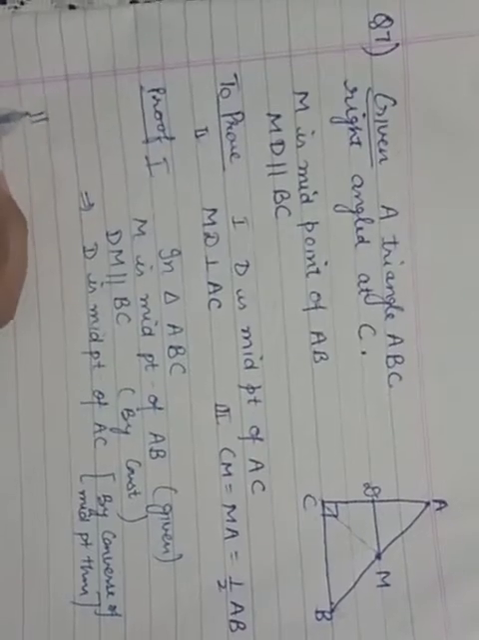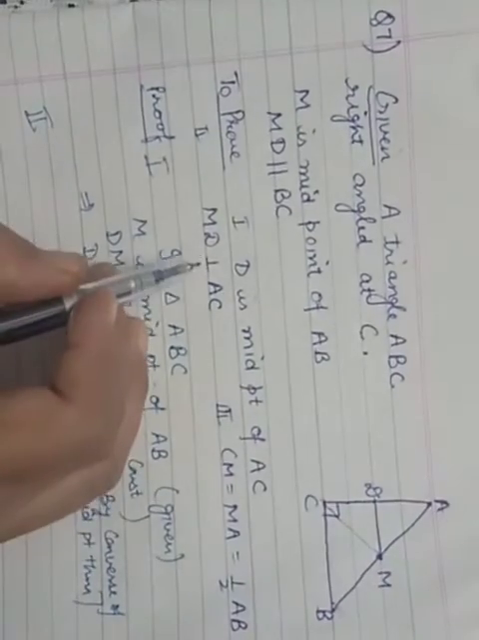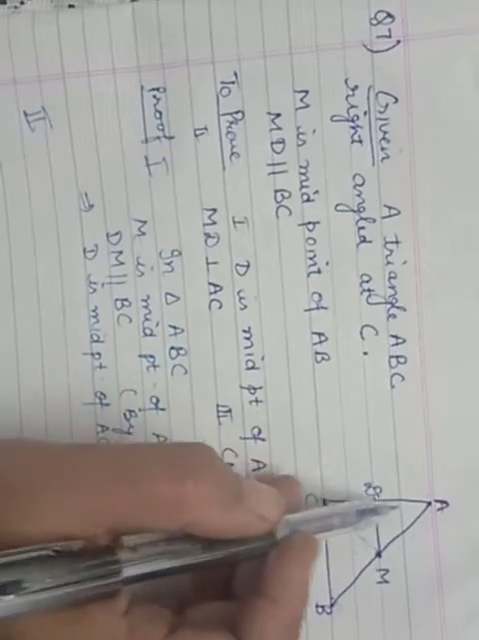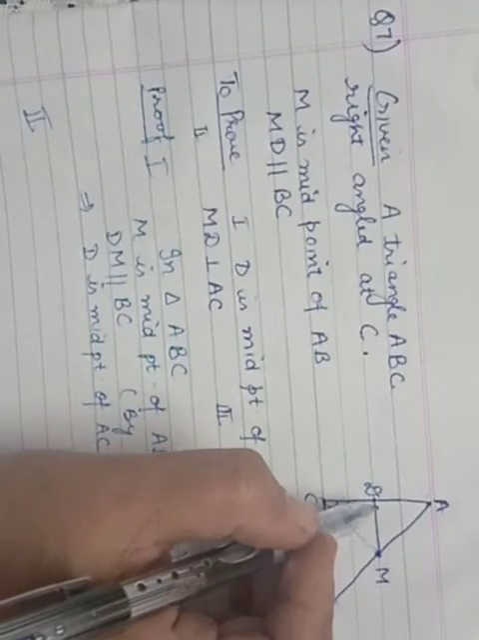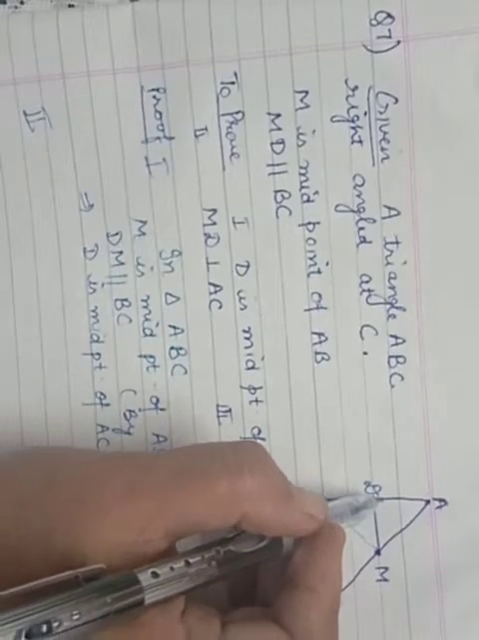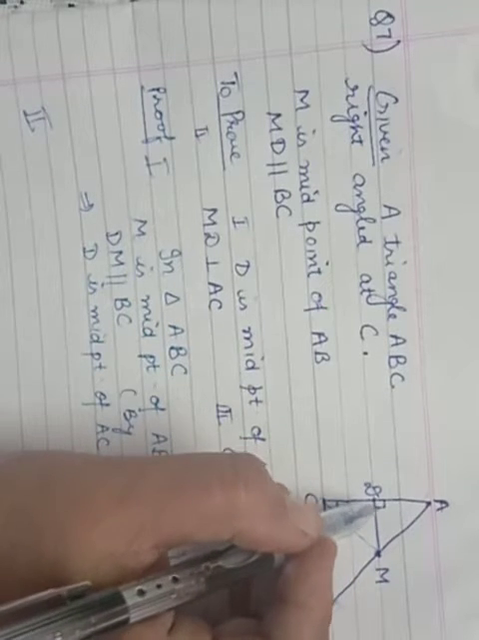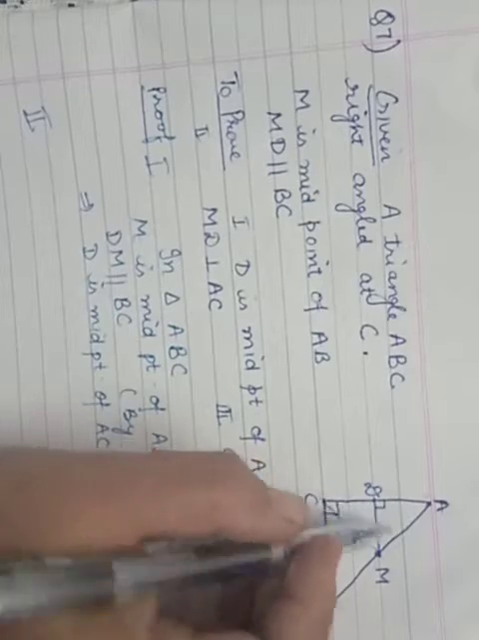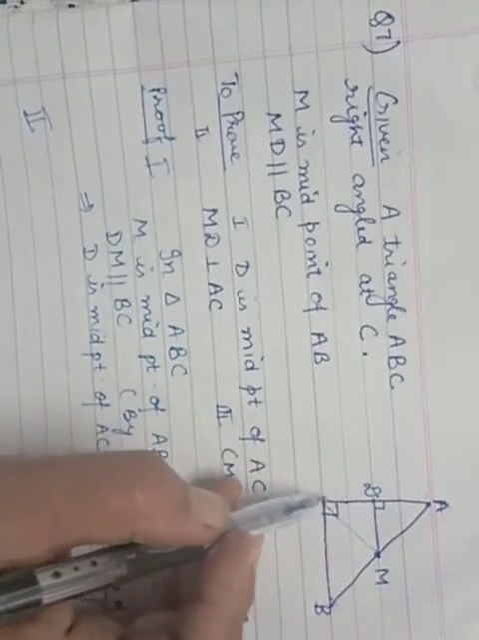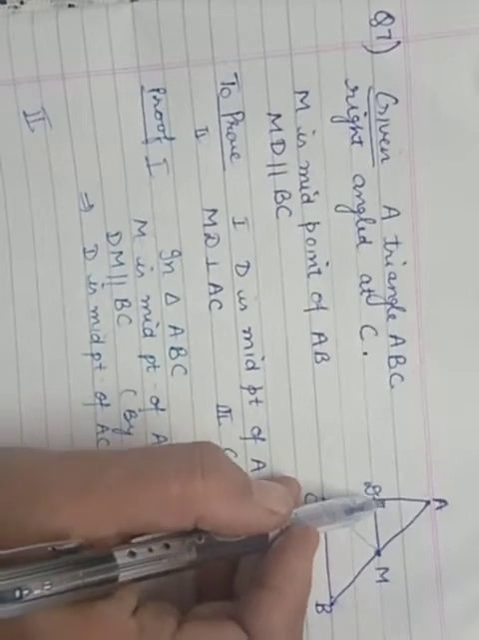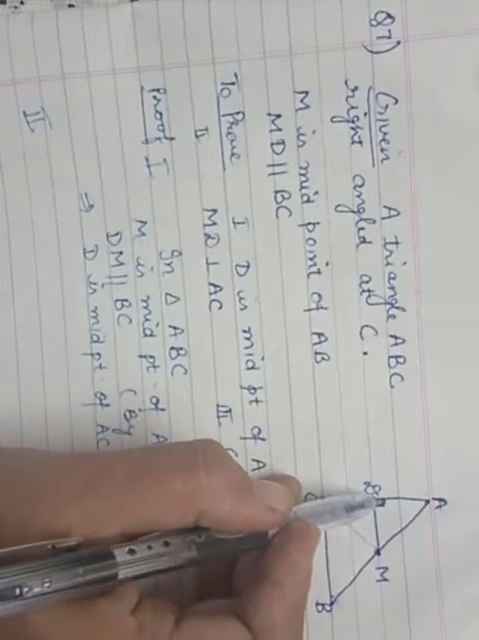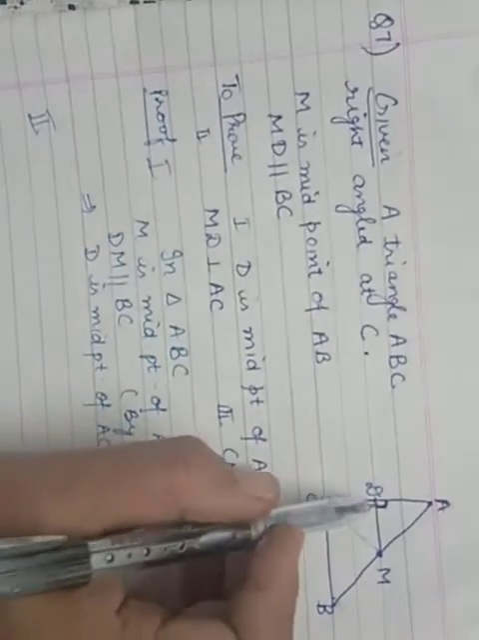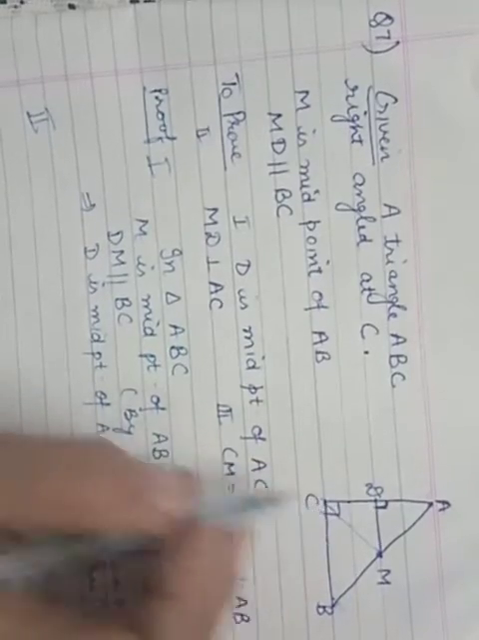Now for the second part, we have to prove MD perpendicular to AC. MD perpendicular to AC means MD is making a 90-degree angle at this point. Either we can take this angle or that angle, both are equal and even they are looking 90, but we have to prove this angle is 90-degree. It seems like 90, but we have to prove. Now how can we prove? DM and BC are parallel.